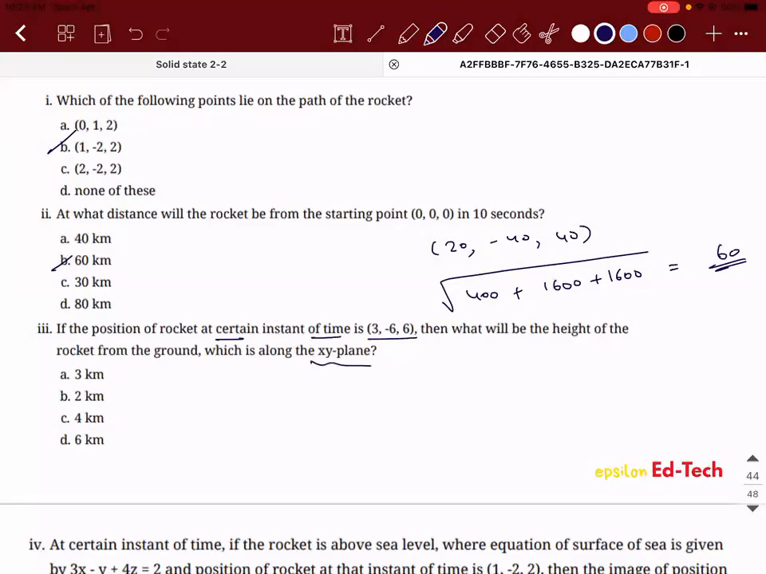This XY plane is the hint. So since they told XY plane, it will be the Z coordinate. So what is that Z coordinate, guys? It is 6. Answer will be 6.